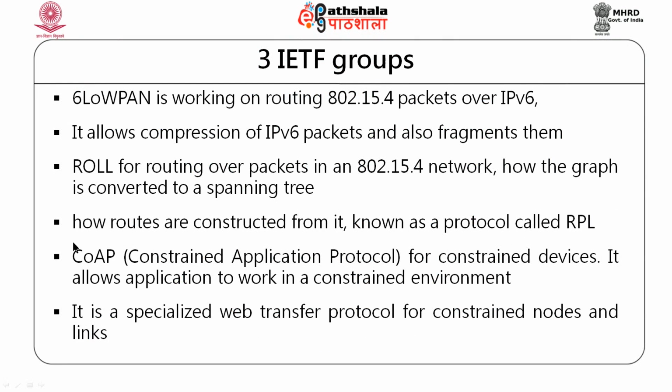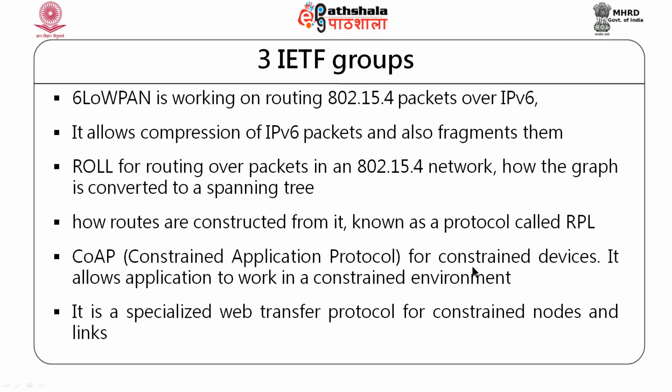So, whenever this big packet of 1280 bytes comes inside, it is cut into pieces by the shim layer, and the lower part only uses this 127 byte value to send, and those small items which are being sent are called fraglets. Okay. So, that is happening here. And ROLL is working on the routing process, how the graph is converted to a spanning tree, which I mentioned earlier, and how routes are constructed from it. This thing is known as RPL.